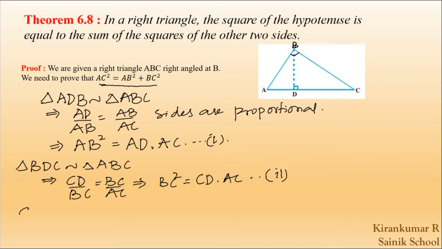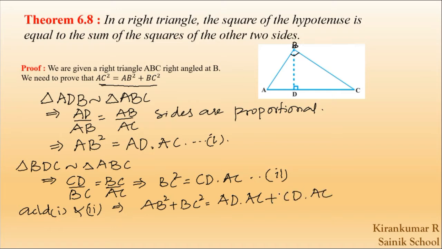Now let's add equation 1 and 2. If these two equations are added up, we get AB square plus BC square as AD into AC plus CD into AC. There is AC common, so AD added to CD. What is the sum AD plus CD? It is nothing but AC, so we get the result as AC square. So the sum of the squares of the two sides will be equal to the square of the hypotenuse.